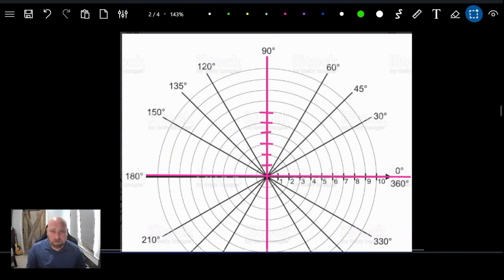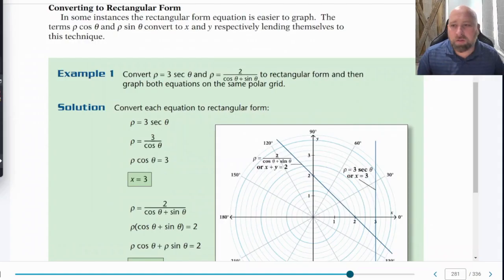So let's go over here and look at an example. In this example that's in your book, they give you rho equals 3 secant theta and rho equals 2 over cosine theta plus sine theta. Now, you could graph it from right here. You have everything that you need. You have your rho, and you could figure out what your theta is.